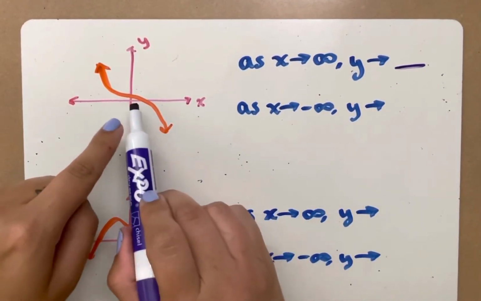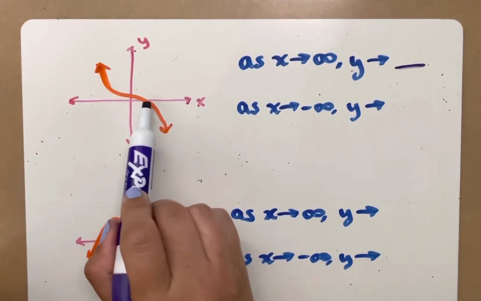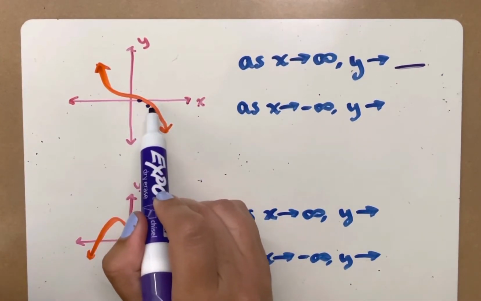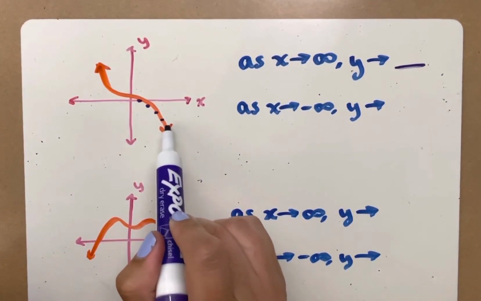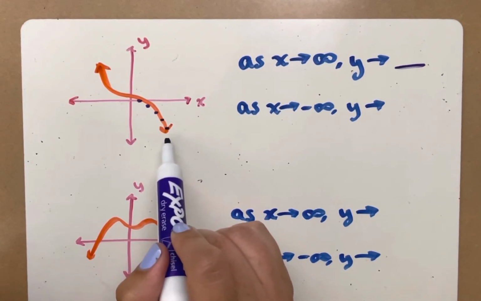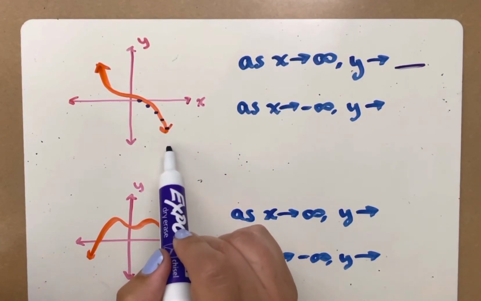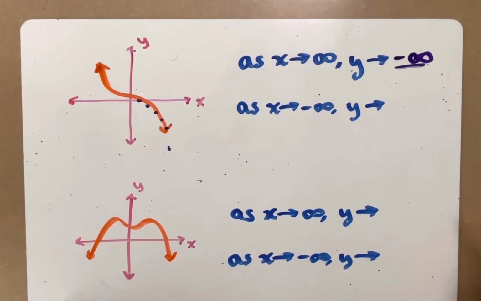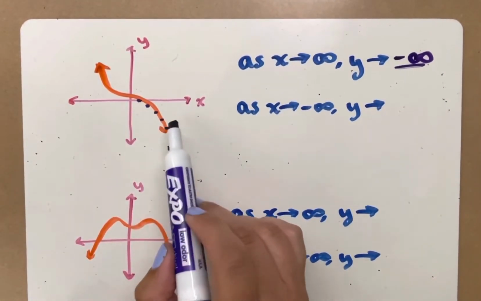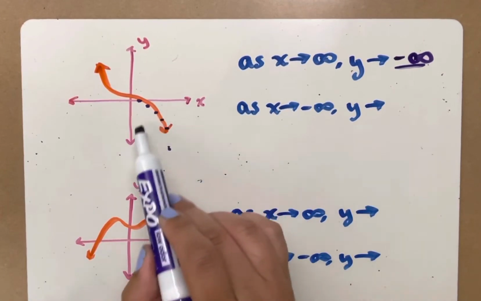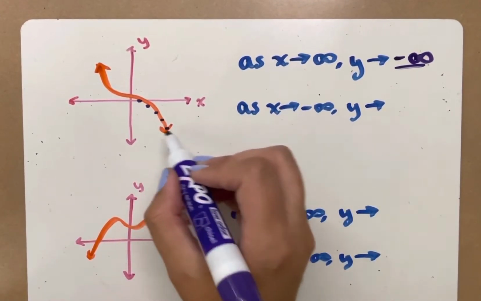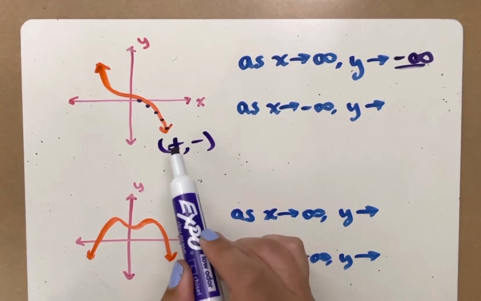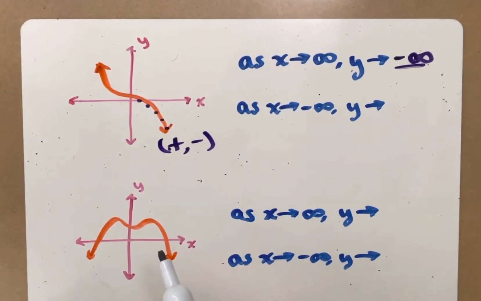So for this first graph, as x approaches infinity means as x is getting larger. So moving to the right, if I follow along with my graph, as x gets larger to the right, my graph is pointing down, meaning that y is getting smaller, is getting more and more negative, which means that my y is approaching negative infinity. I can also think about that because my arrow here is in quadrant 4, and in quadrant 4, all of my x values are positive and my y values are negative. So as x approaches positive infinity, y approaches negative infinity.